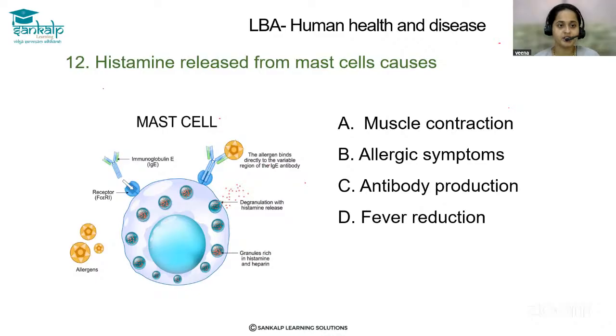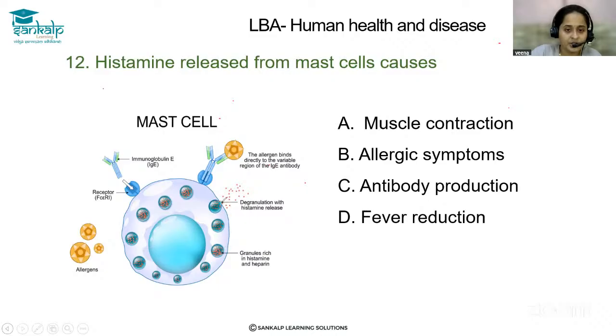Let's solve question 12. Histamine released from mast cells causes. So, dear students, already we have discussed the allergic reaction, right? The allergic reaction is due to the immunoglobulin IgE. So here histamine is released from the mast cell. The mast cell secretes the histamine chemical.